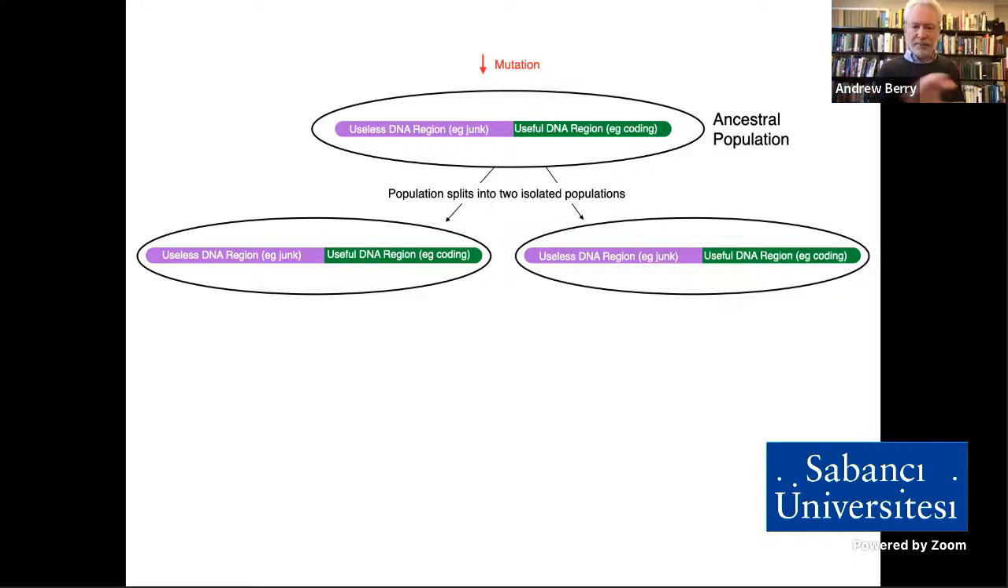We've got the same situation. Purple is useless, green is useful DNA. We're starting with a single ancestral population. We're going to split it into two daughter populations. And what's going to happen? Well, it's just as we described previously. We're not going to allow the accumulation of mutations in the green region, but we are going to allow it in the purple region, right? Now, they're going to be different mutations in the purple regions in the two different populations, right? Because these are two independent populations. So what does that mean?